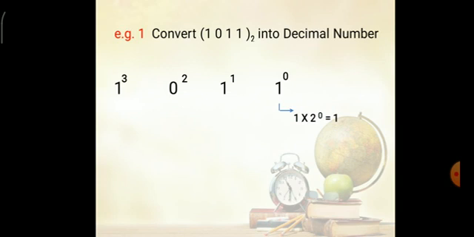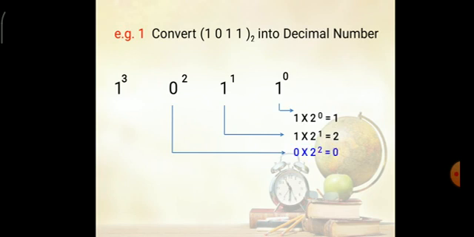Now let's solve the other digit, that is 1, again multiplied with 2, but put the power 1 because this digit has power 1 on itself. So 1 into 2 to the power 1 is equal to 2. Take the next digit, multiply it with 2 with the respective power on that particular digit. So 0 into 2 to the power 2 is equal to 0. How? 2 to the power 2 is equal to 4, and 4 into 0 is 0.